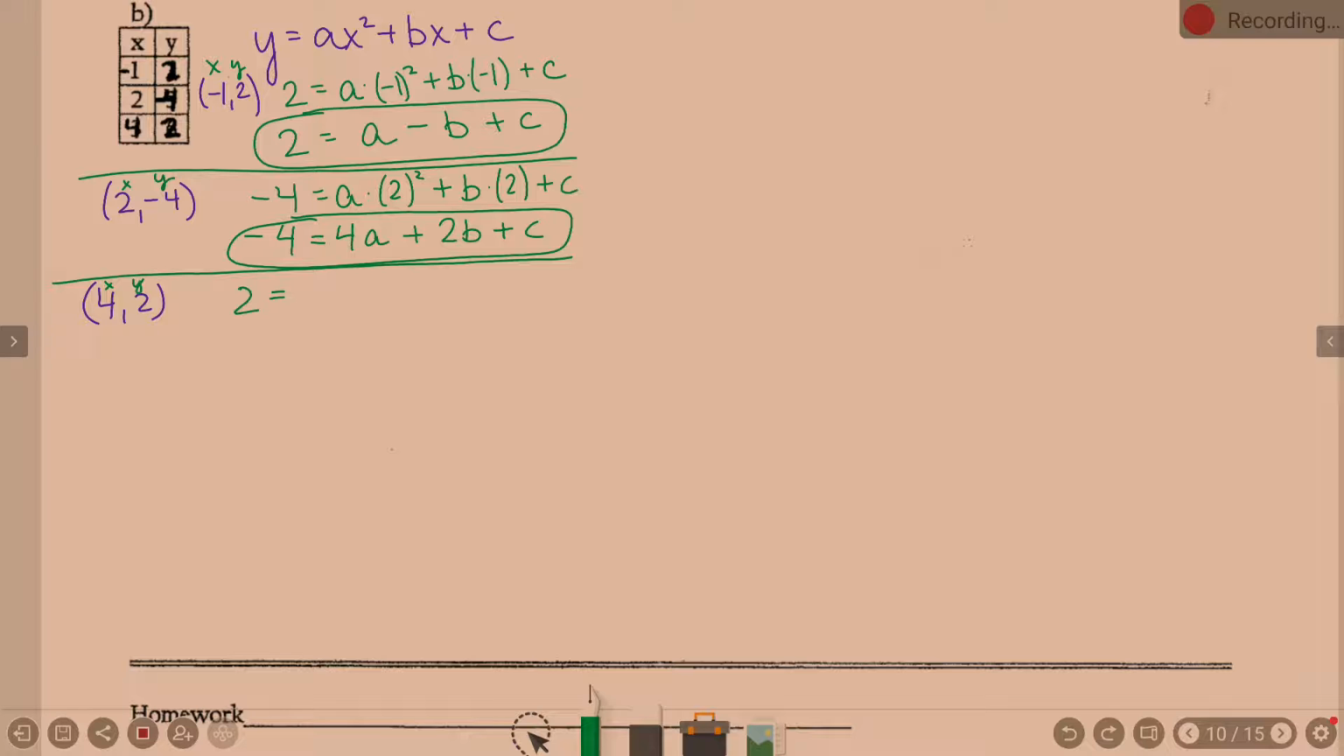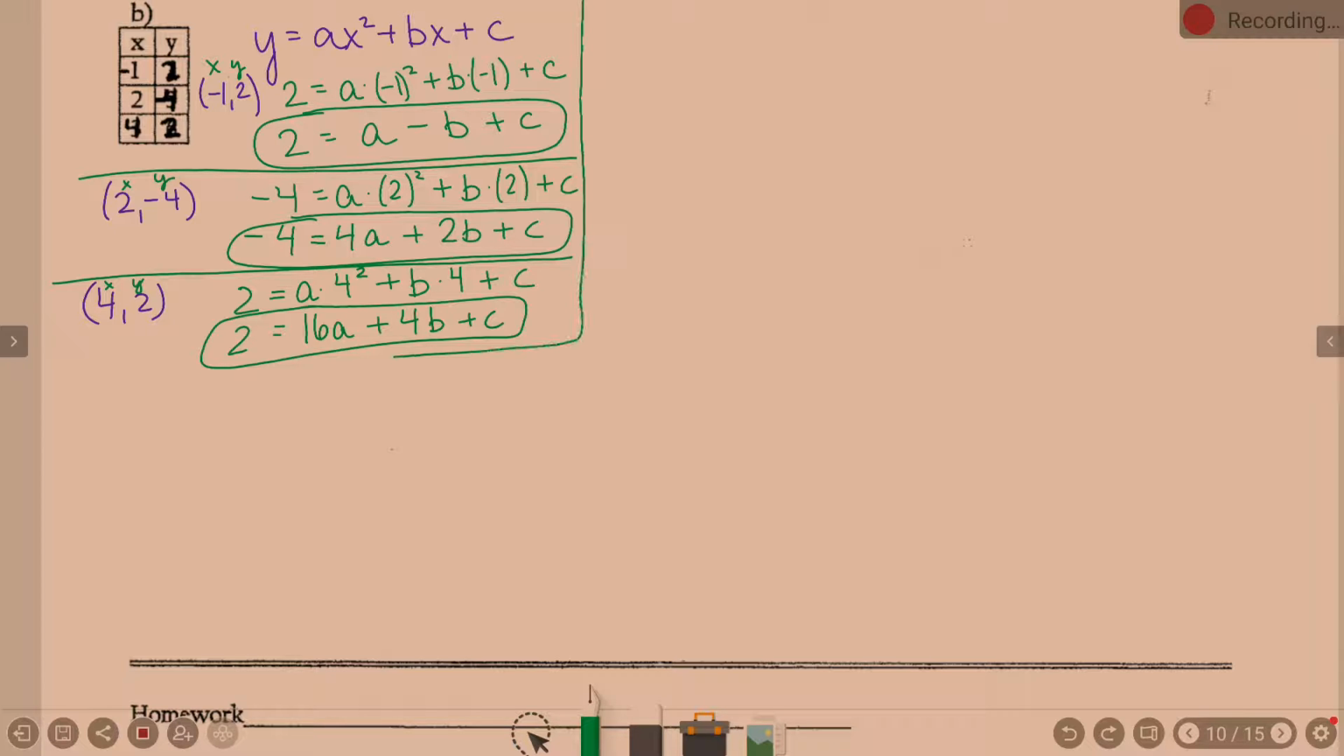Okay, ax squared. a times 4 squared. Plus bx. b times 4 plus c. So 2 equals, 4 squared is 16 times a, so 16a, plus b times 4, 4b, plus c. Okay, guys. That's kind of my preliminary work.